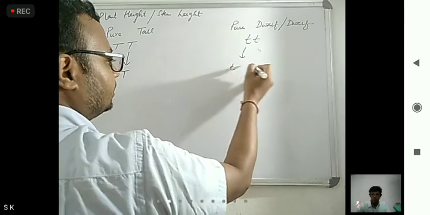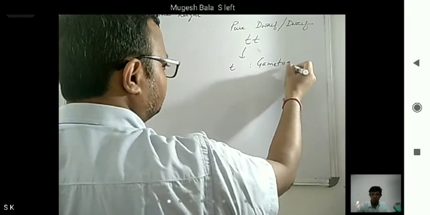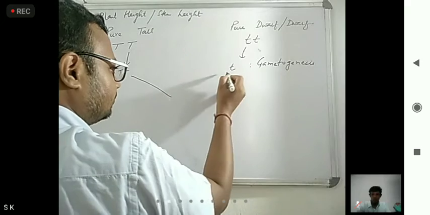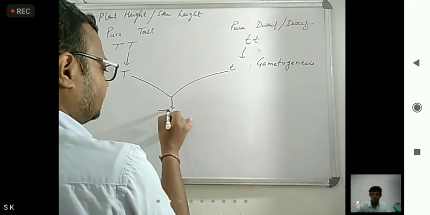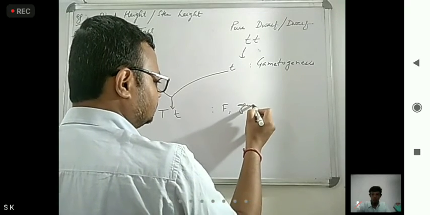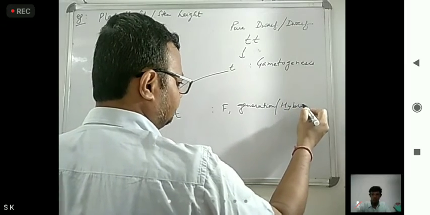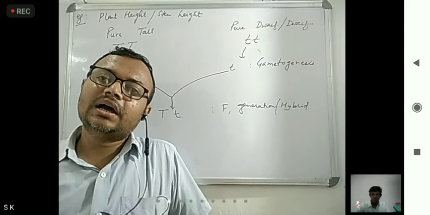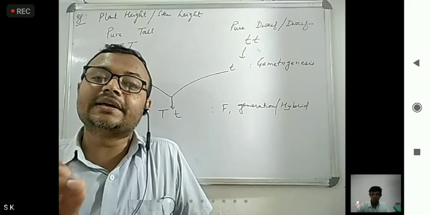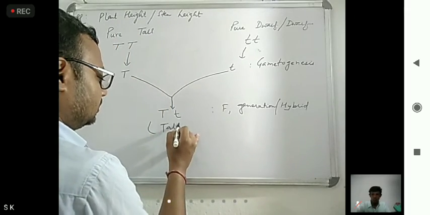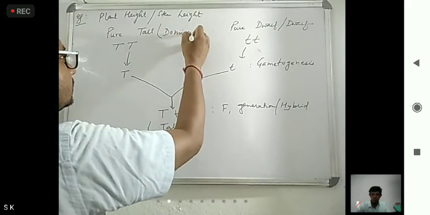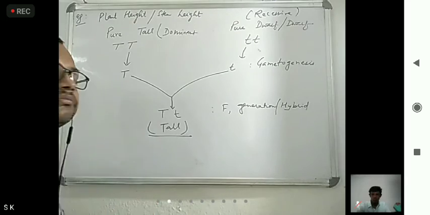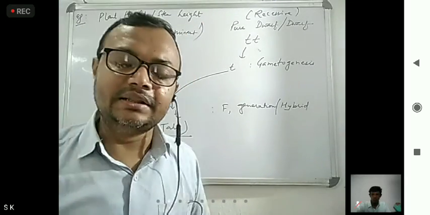Now we have to see what gametes are there. Capital T gametes, here small t gametes. Gamete formation is the process known as gametogenesis. So in the F1 generation, a cross will be made, giving one capital T, one small t. It is the F1 generation, the first generation or hybrid. This hybrid Tt always shows dominating characters. So it is tall. Tall is dominant and the other is recessive. So the character in F1 is tall, the dominant character.